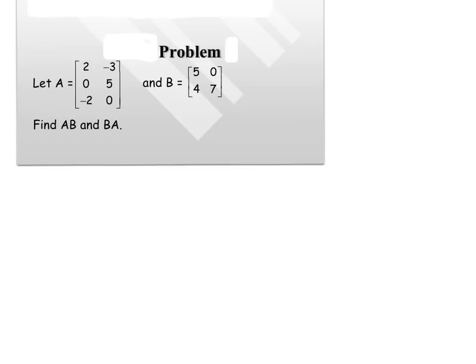Okay, we got one more problem here. This one says find AB and BA. So the first thing I'm going to do is write my dimensions here. I know A is a 3 by 2 and B is a 2 by 2. Oops, that pen is way too thick, so let me change the thickness. Sorry about that.